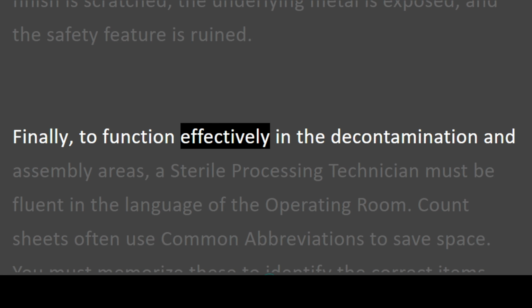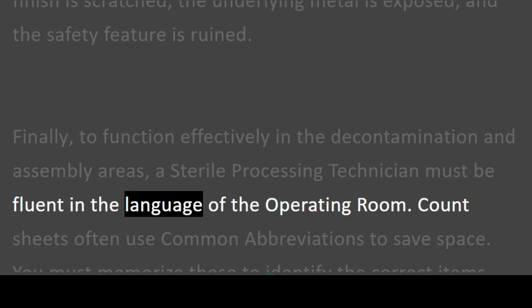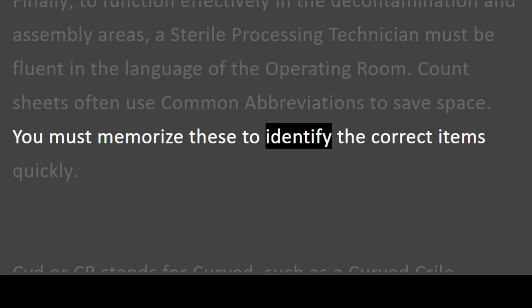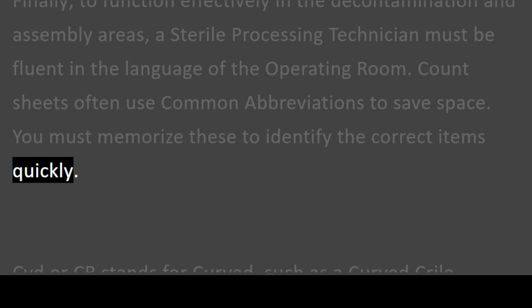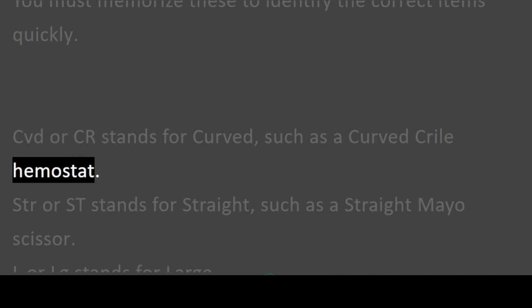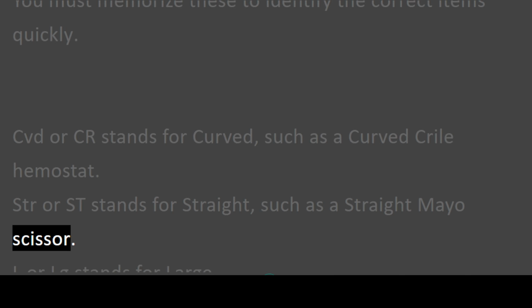Finally, to function effectively in the decontamination and assembly areas, a sterile processing technician must be fluent in the language of the operating room. Count sheets often use common abbreviations to save space. You must memorize these to identify the correct items quickly. CVD or CR stands for curved, such as a curved cryohemostat. STR or ST stands for straight, such as a straight Mayo scissor.